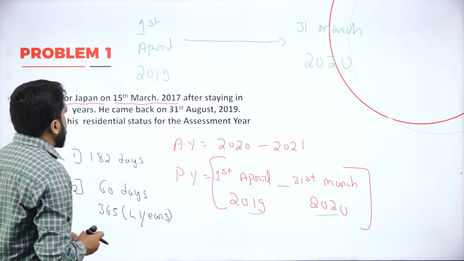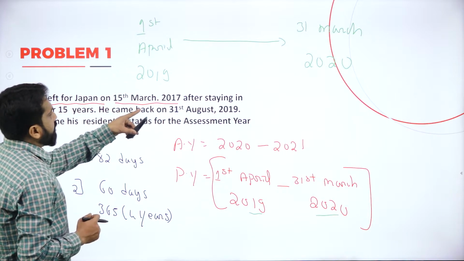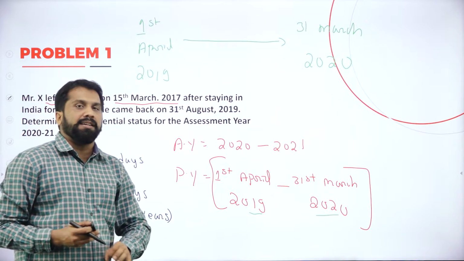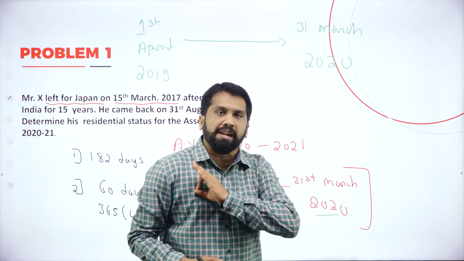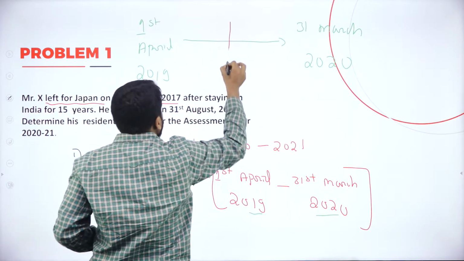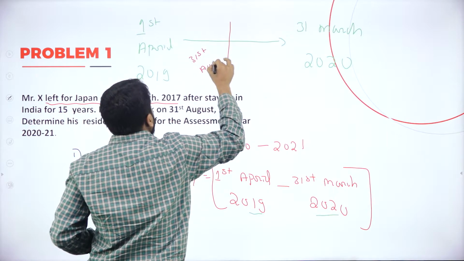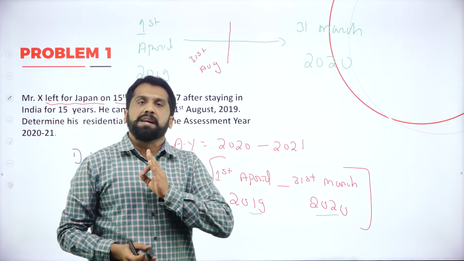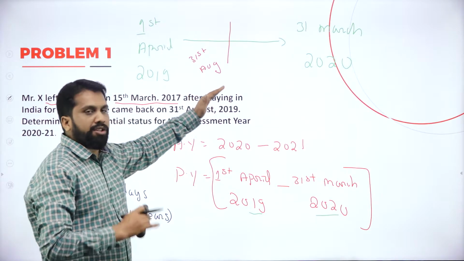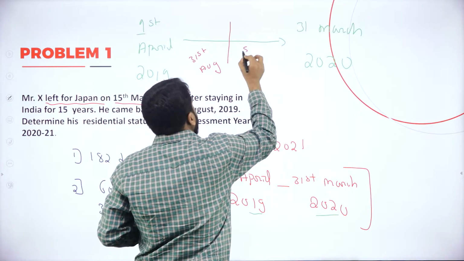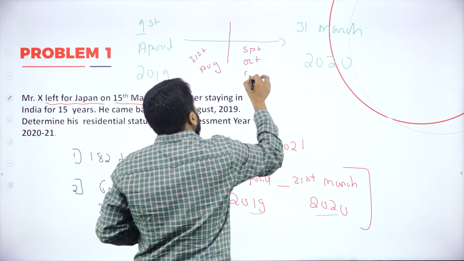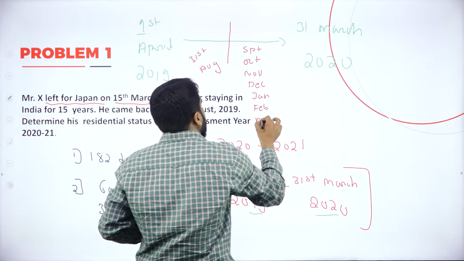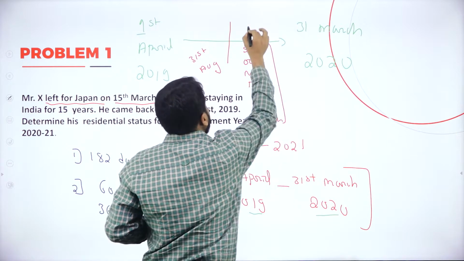As per this question, he left and after staying in India for 15 years, he came back on 31st August. Till 31st August, he was not in India. So, whatever calculation we do, we have to calculate from September. Clear? Up to 31st August, he was not there, but September, he was there. October, yes. November, yes. December, yes. January, yes. February, yes. March also, yes. He was there in India.